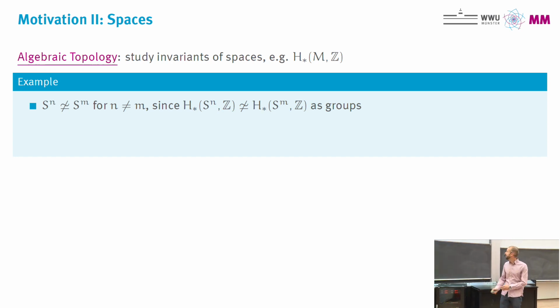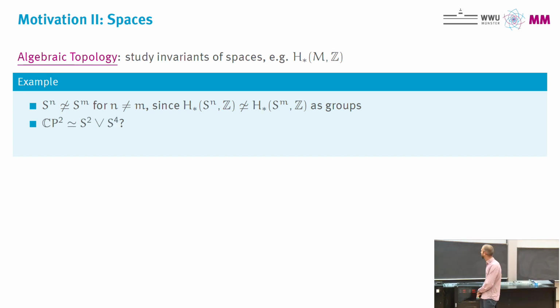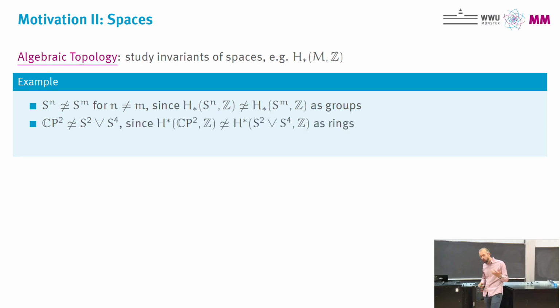But then deeper in the course, you try to distinguish spaces like CP2 and S2 wedge S4. And it's easy to see these spaces, in fact, have isomorphic homology groups. So homology is not good enough to tell them apart. But as probably most of you know, for those spaces, you can use the cup product. So CP2 has a non-trivial cup product, and S2 wedge S4 doesn't. So if you allow yourself to use the cohomology, as opposed to homology, and as a ring, then you can tell those two spaces apart.